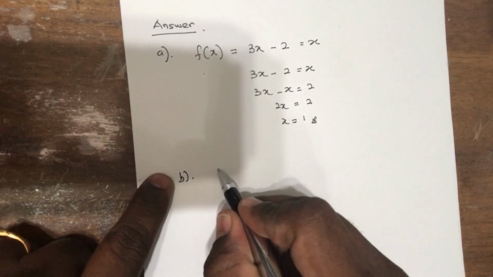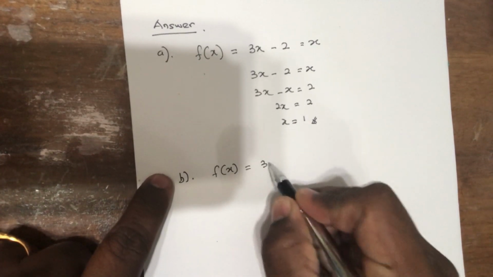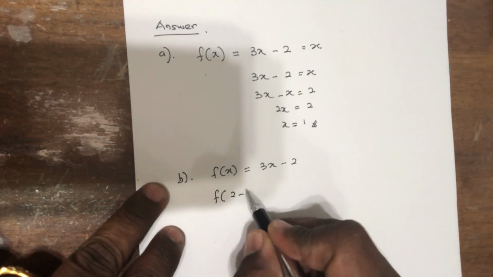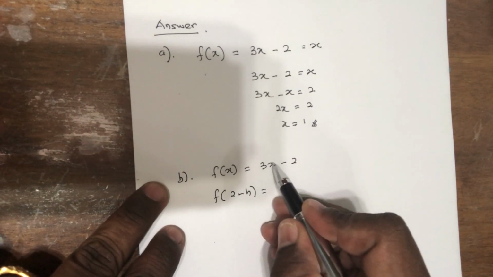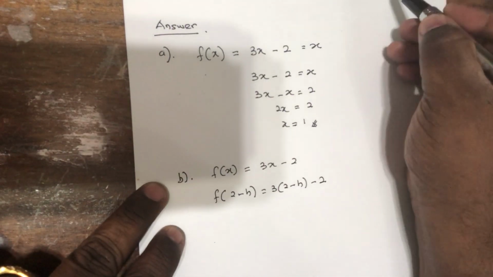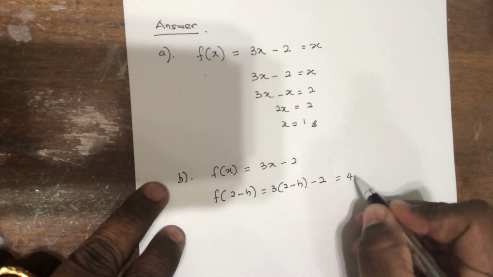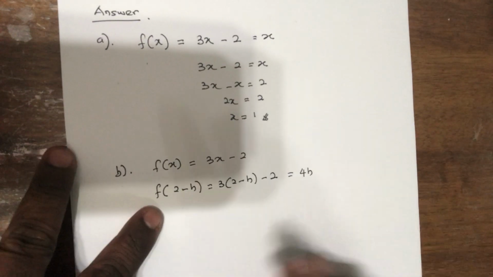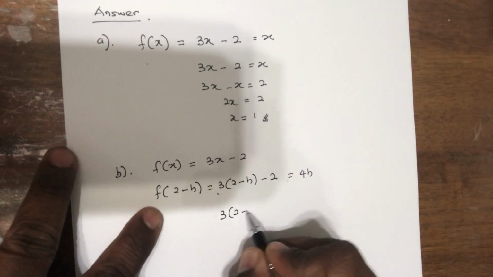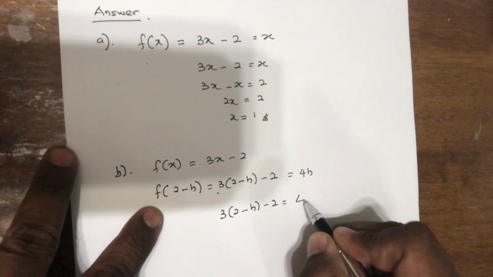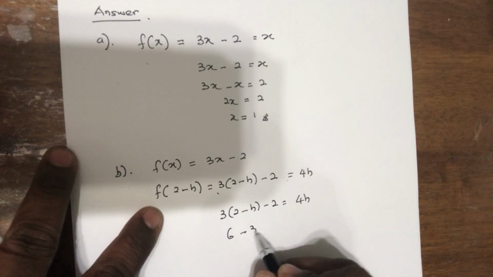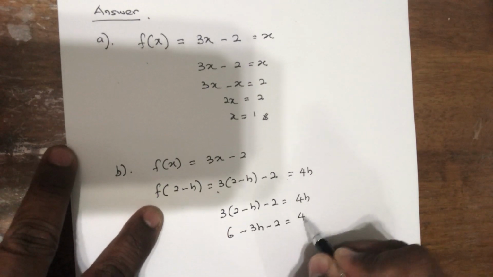So let's try. When you have f(x) equals 3x minus 2, but the question is f(2 minus h), now you're going to put all this into this x, which is 3 times (2 minus h) minus 2. Now the whole thing, the image, is equivalent to 4h. You shouldn't have two equals, so we expand it, equals 4h. Expand it: 3 times 2 is 6, minus 3 times h, 3h, minus 2 equivalent to 4h.